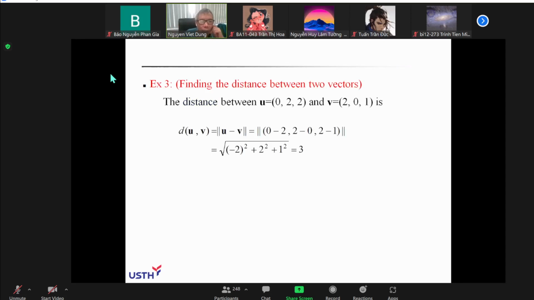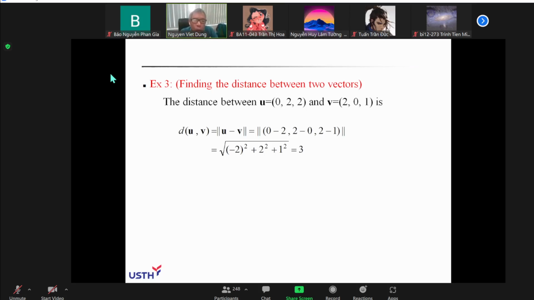And here is an example. Suppose that you are given u and v like that. Those are two vectors in space R3. Then the distance between u and v is 3.